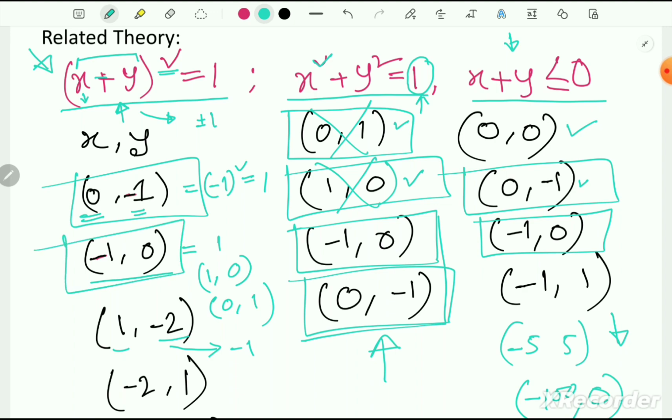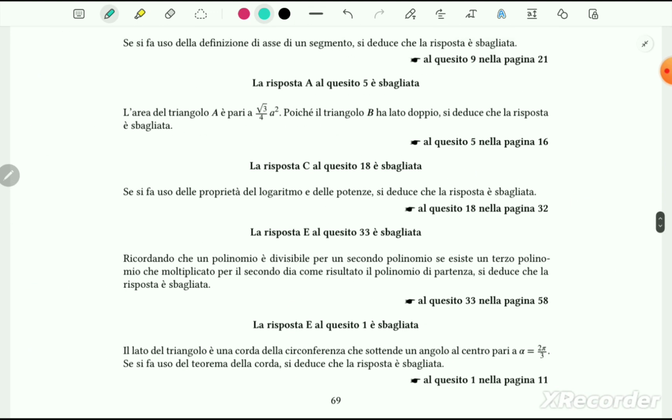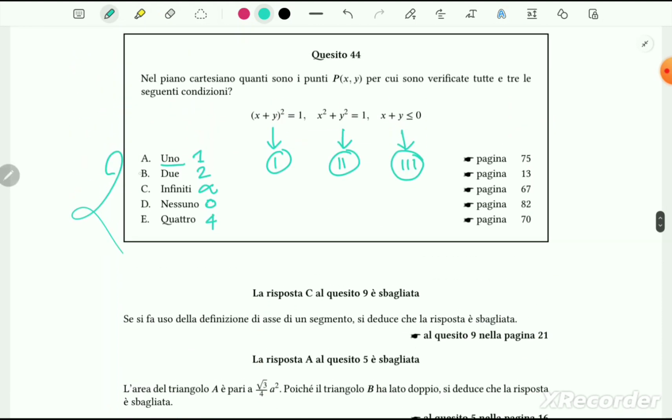So the correct answer is 2. We can go here, the 2, this is our answer.